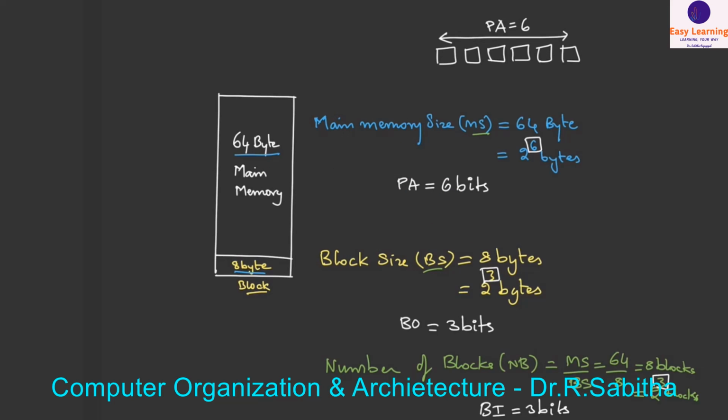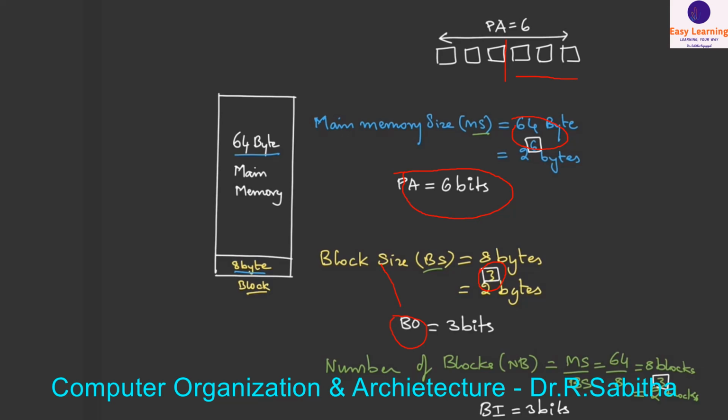Now if we consider the main memory size as 64 bytes, it is 2 power 6. So 6 bits are needed for your physical address. Okay, and then the block size is 8 bytes, which is nothing but 2 power 3. Block offset depends on your block size, we saw, right? So the block offset is 3 bits. So this will be your block offset.